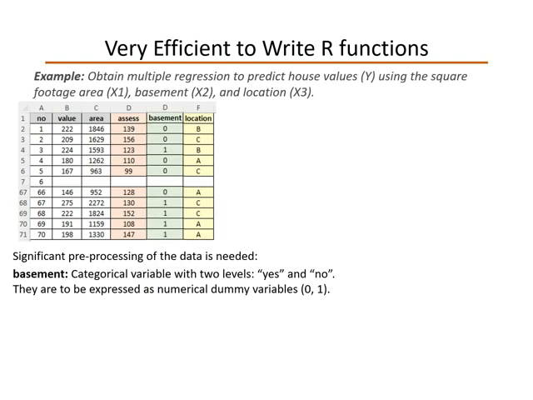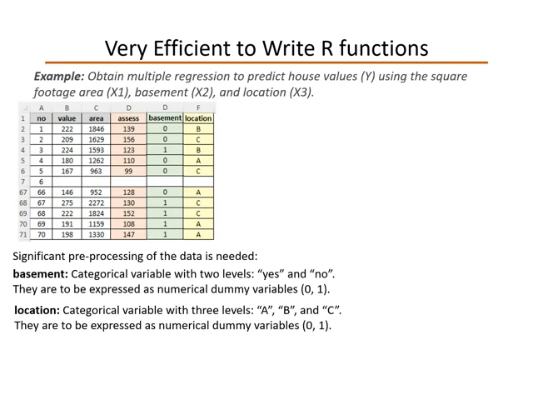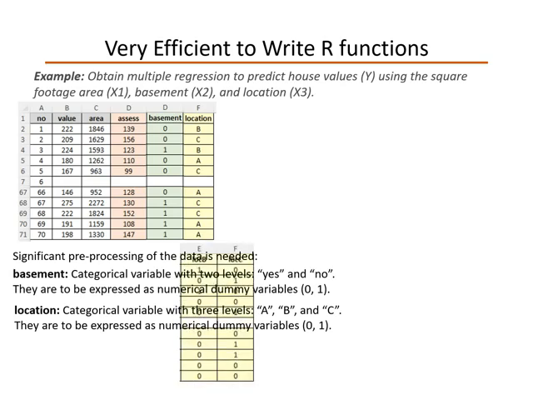Second, the categorical variable location, which has 3 levels, A, B, and C, is also to be expressed by numerical dummy variables with 0 and 1. Using the if functions, these A, B, and C values will be expressed as 0 and 1 in 2 separate columns as follows.